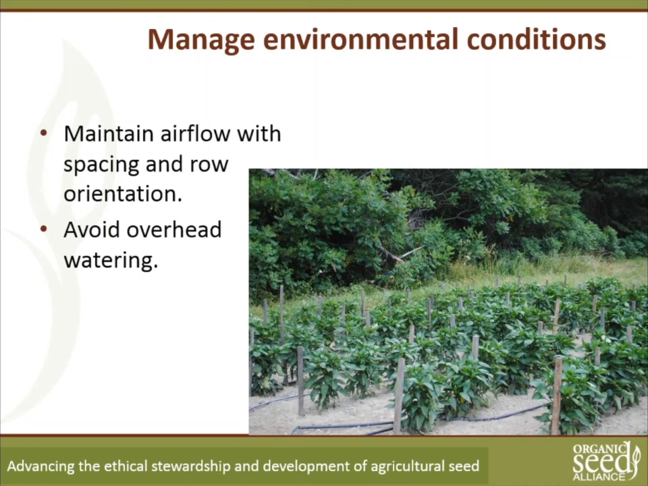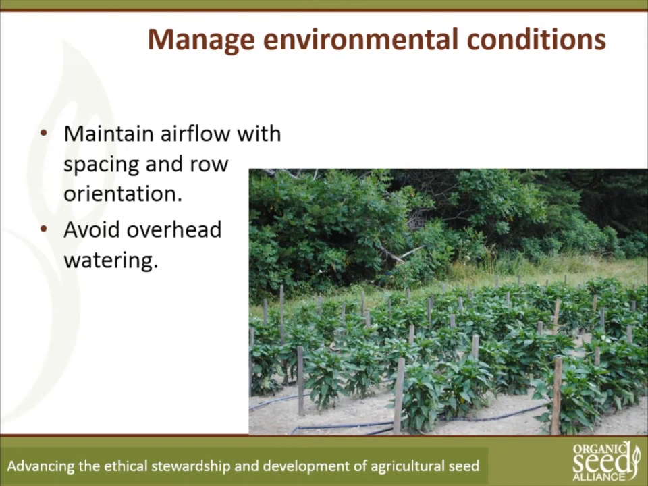Using stakes to hold your plants upright and keep them from filling up the entire space between the rows is an option sometimes. And then row orientation, so thinking about the direction of prevailing wind so that you can orient your rows to encourage wind to flow through the rows and reduce the humidity that's being formed as your plants are transpiring and adding water vapor into the air. If you can keep wind blowing through there, it can carry that water vapor away and keep the conditions relatively dry.